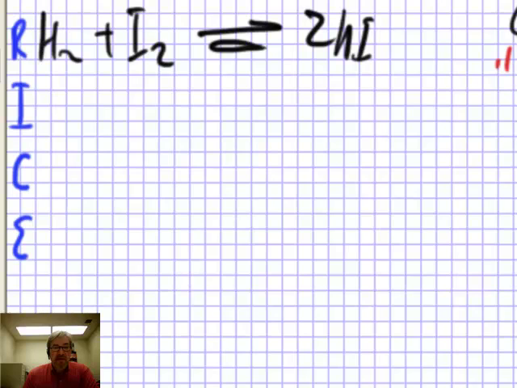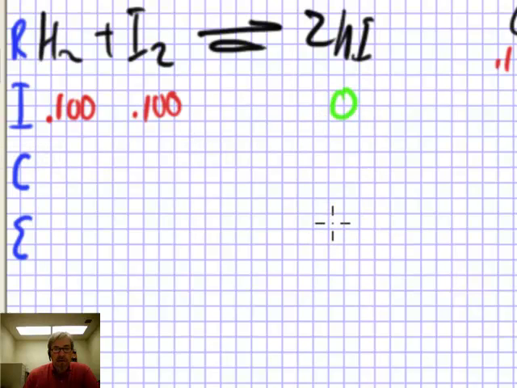In this particular reaction, it says that 0.2 moles of H2 and 0.2 moles of I2 are put in a 2-liter flask. So the concentration of H2 is equal to the concentration of I2, and that is equal to 0.200 moles per 2 liters. So that means we have an initial concentration of 0.100 molar. So our initial concentrations for H2 and I2 are 0.100 molar, and for HI we have nothing.